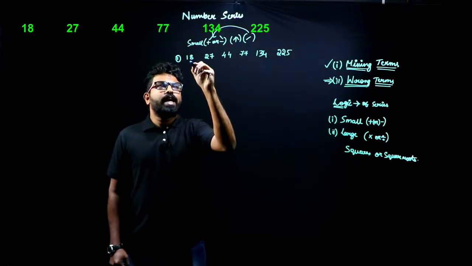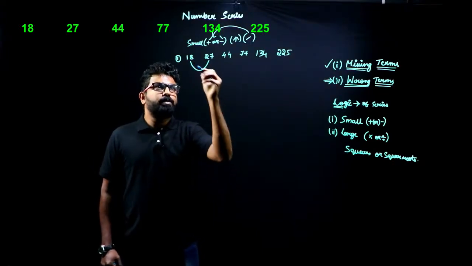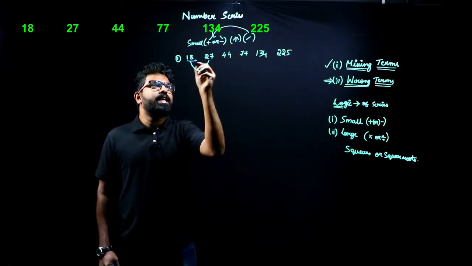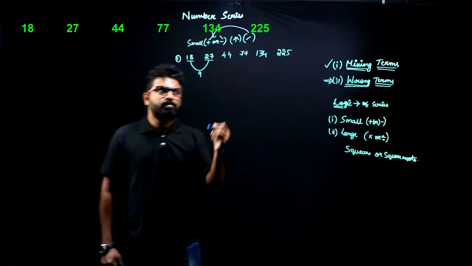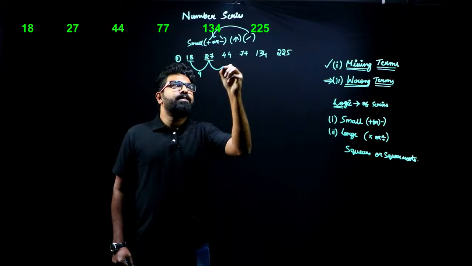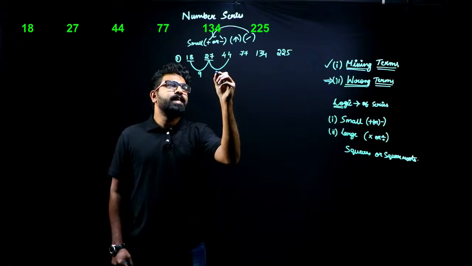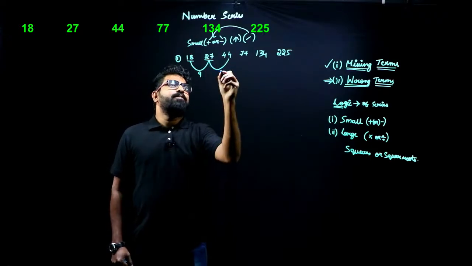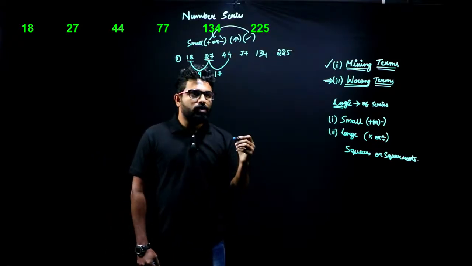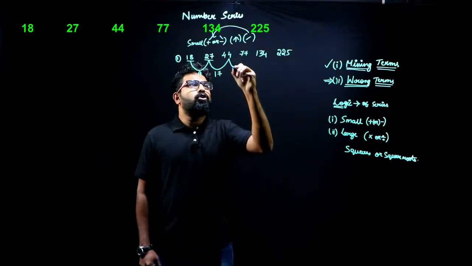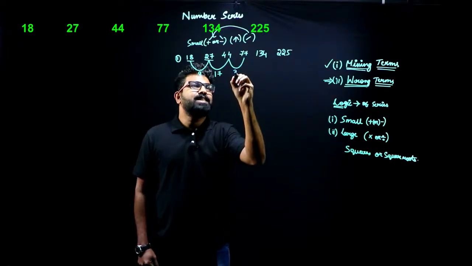So what did I do next? I started taking the difference between the 2 terms. What was the difference between 18 and 27? I get 9 as the difference. What if I take the difference between 27 and 44? 27 plus 7 gives me 34, plus 10 gives me 44. So the difference is 17. What will be the difference between 44 and 77? I'll get the difference as 33.